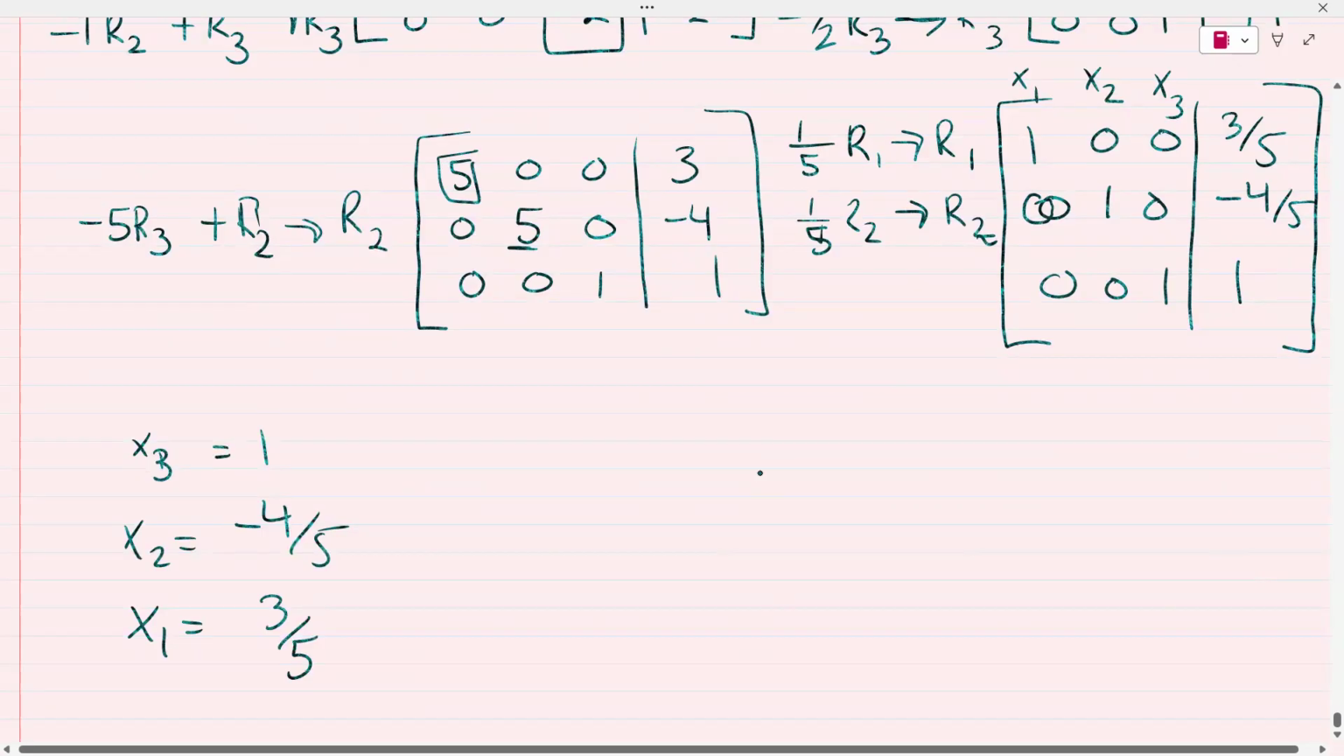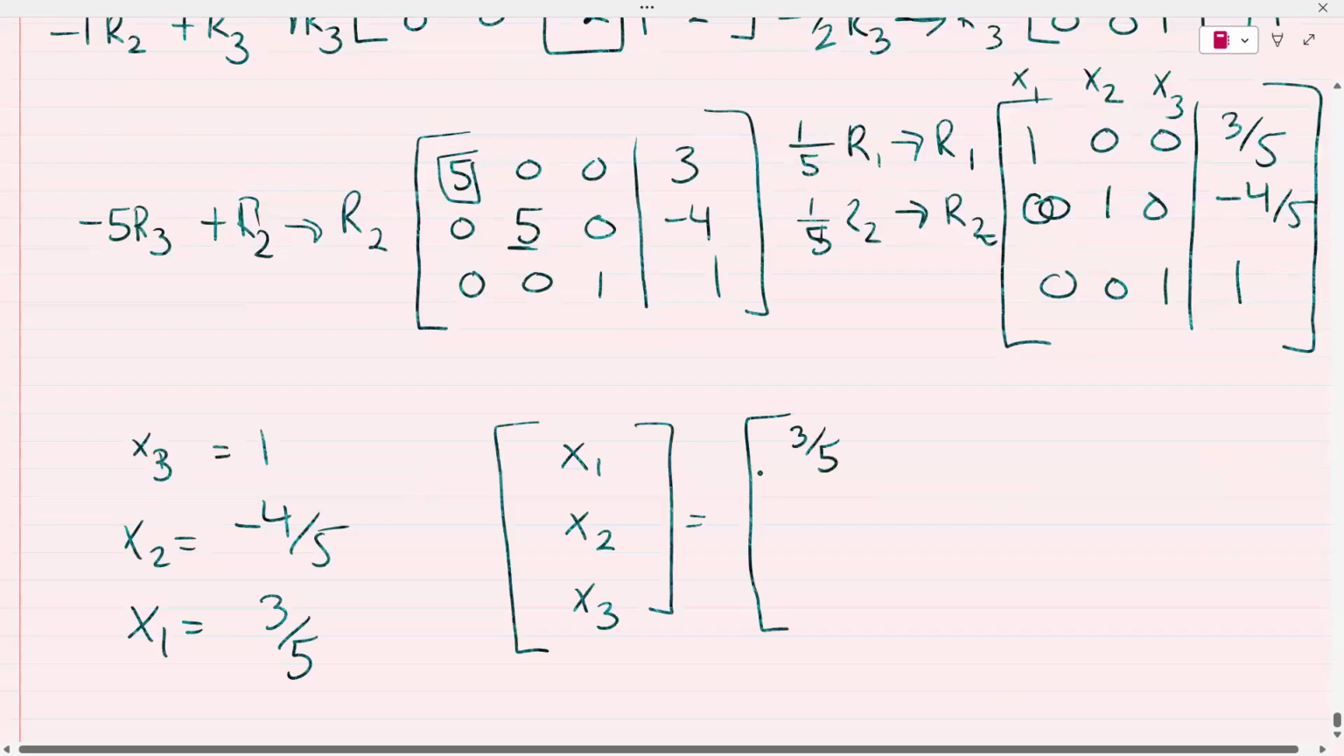Okay, and then you can write it as a vector. You could say x1, x2, x3 equals 3/5, -4/5, and 1.